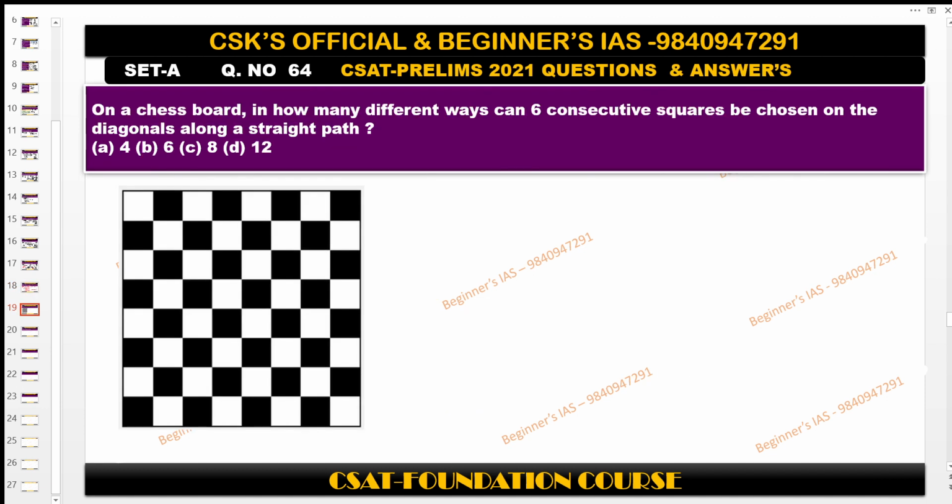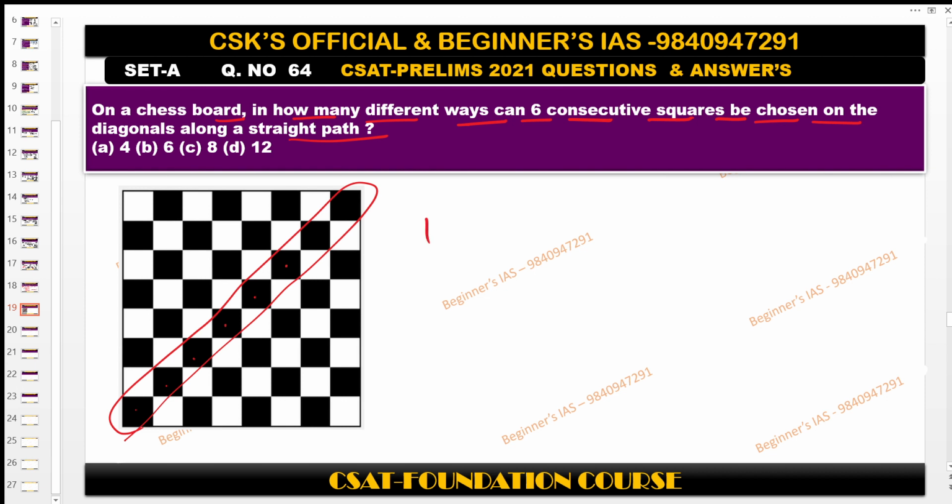Now this one. Chessboard question. Very simple question, but only if you are familiar with the chessboard, or else you will make a mistake. So on a chessboard, in how many different ways can 6 consecutive squares be chosen on the diagonal along the straight line? Listen carefully. So now let us take these as a diagonal. How many different ways? 6 consecutive. Okay, 1, 2, 3, 4, 5, 6.